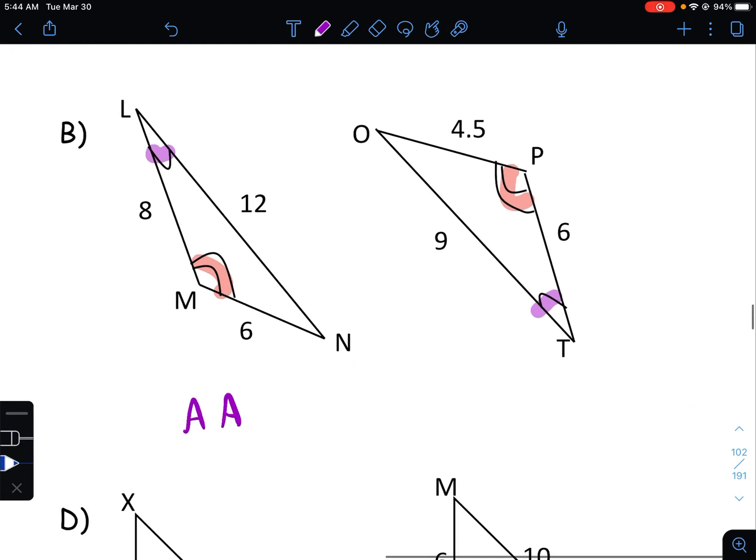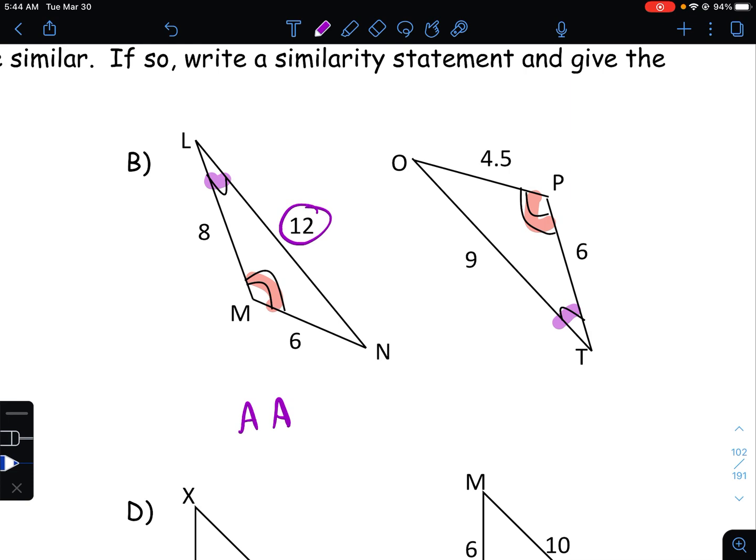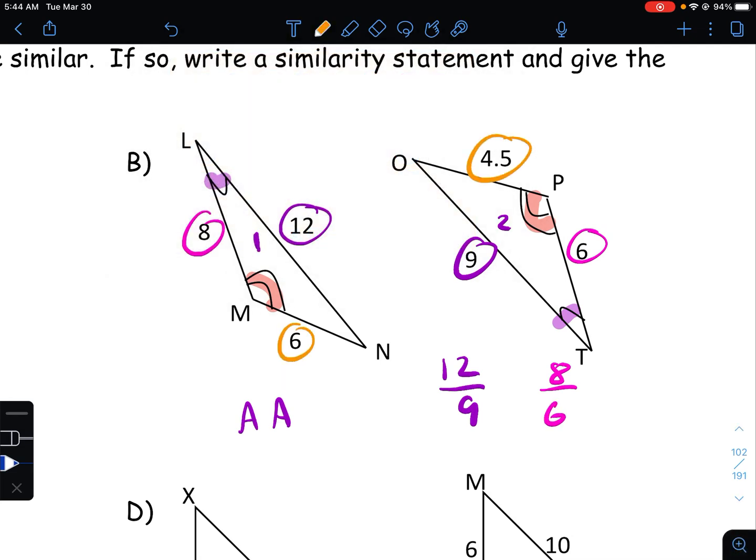So let's just check that for funsies here. So we could do 12 over 9. Why did I pick those two? I picked the biggest side from this first triangle, biggest side from the second triangle. Then we'll pick the next biggest side from this triangle, which is 8, over the next biggest side from this triangle, which is 6. Then the next biggest side from this triangle, which is 6 over 4.5.